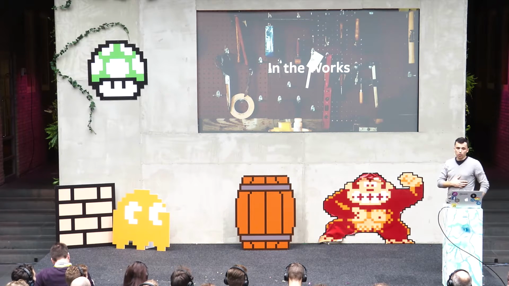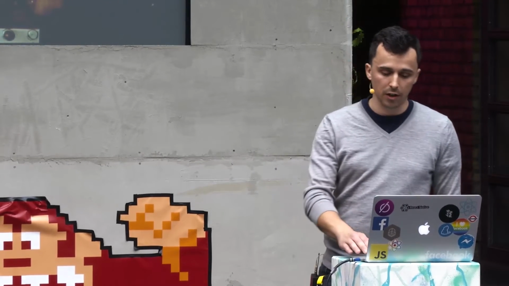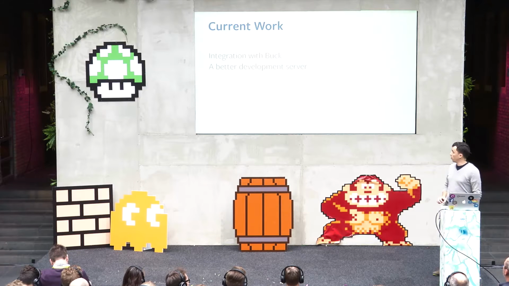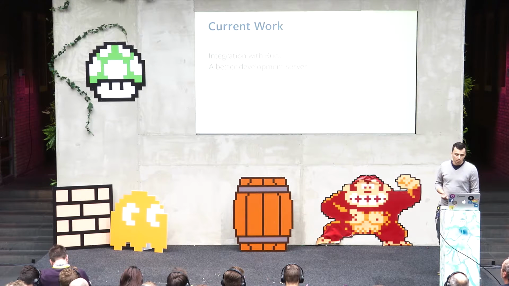I'm going to show you what we're currently working on to make the bundling or packaging experience even better, even faster. Because at scale, we're still struggling with the time it takes, and we just want to make ourselves more productive. So we're working on two things at the moment. Currently, we're doing an integration with Buck, which is our build system.